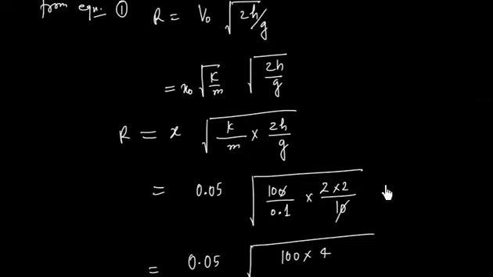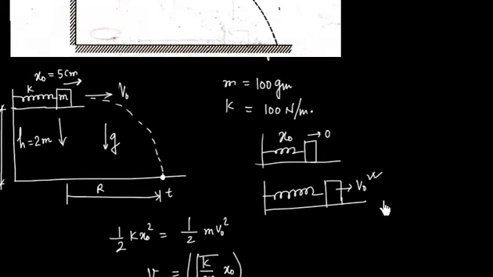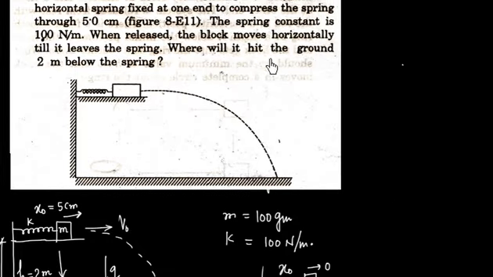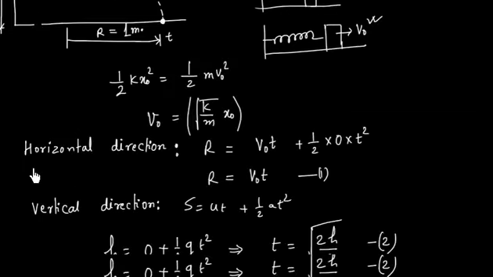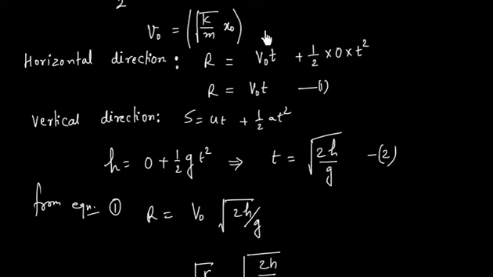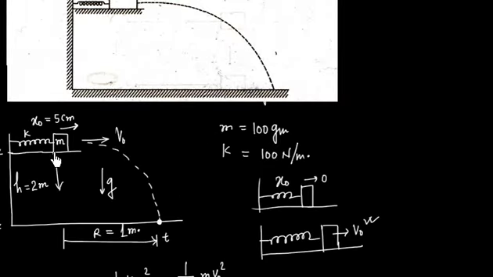So the block will cover a distance of 1 meter from the point where it will just leave the surface. So the block will cover range is equal to 1 meter. So we have to find where it will hit the ground 2 meter below the spring. So it will hit the ground at a distance of 1 meter from where its velocity is calculated, under root k by m into x naught, or we can say from where this block just leaves the contact with the spring.